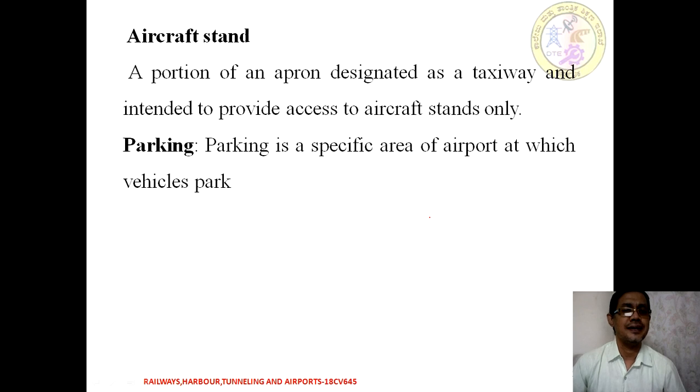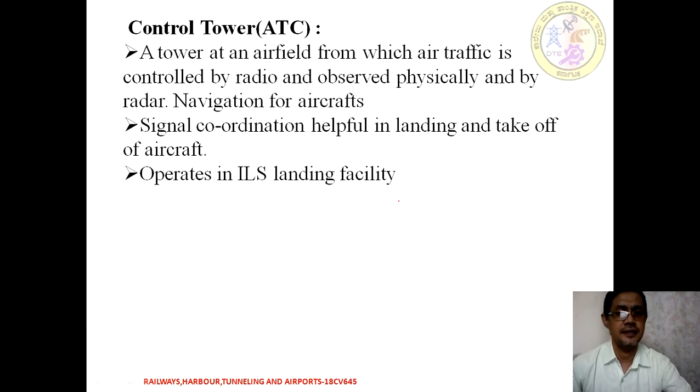Next is the aircraft stand. Sometimes a portion of an apron is designed as a taxiway so that its purpose is access to the aircraft stands only. So no loading or any activity is going to be there. That part is called an aircraft stand. Next is parking, where vehicles are parked systematically in a specified area, at an angle or in the space provided. That is called a parking area.